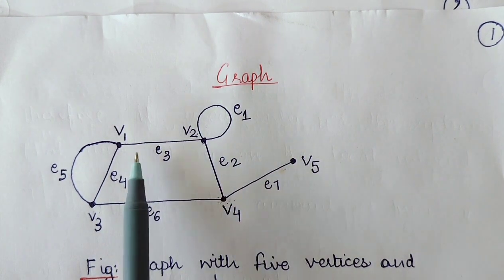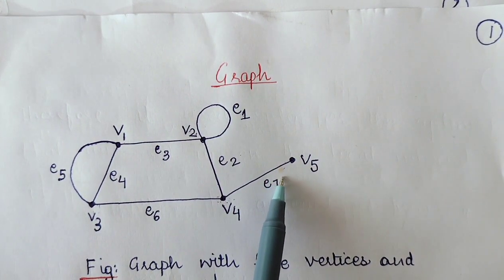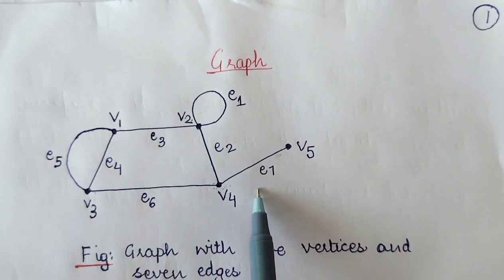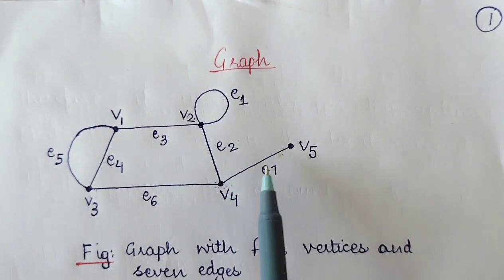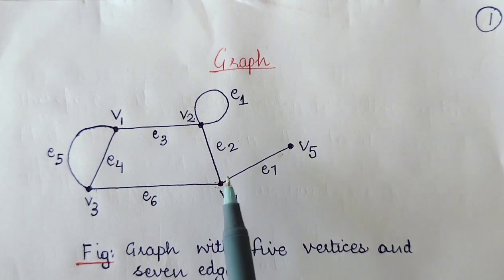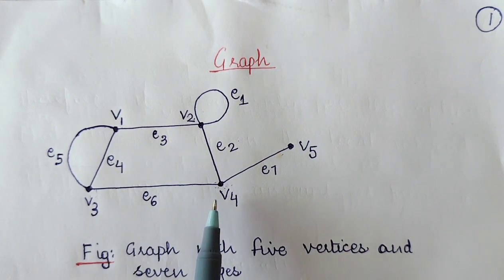E2 is a line segment, E3 is a line segment, E4 is a line segment, E6 is a line segment, E7 is a line segment, and these line segments are doing what? They are joining the end vertices. Like line segment E7 is joining the end vertices V5 and V4. E6 is joining the end vertices V3 and V4.